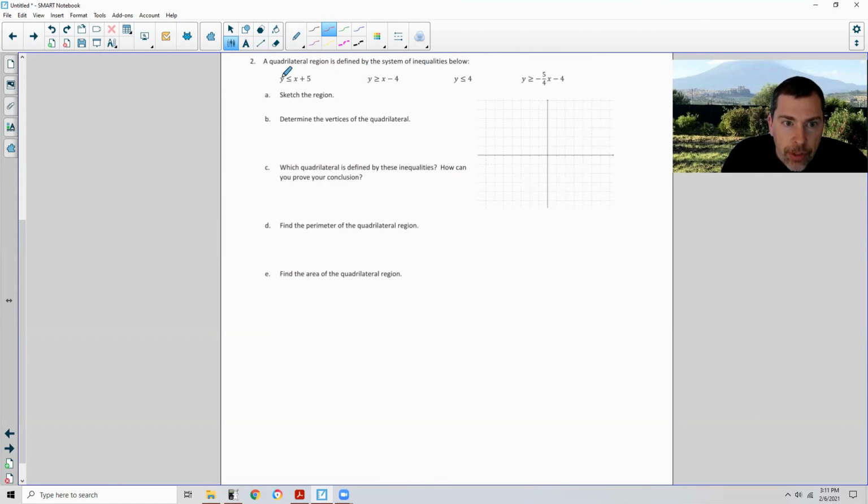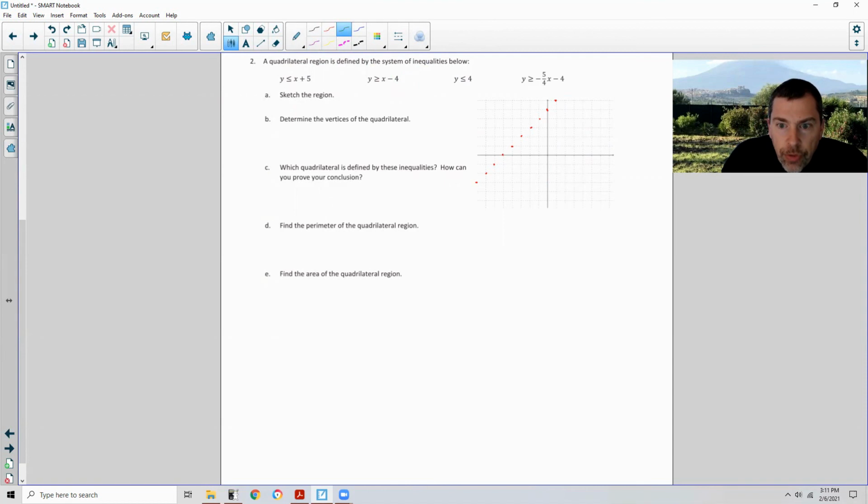I will graph these color-coded. Y equals X plus 5. Y-intercept of 5 is right here. Slope of 1. Up 1 over 1 or down 1 left 1. So this is where the red line is going to go. And then I'll switch to green for this one.